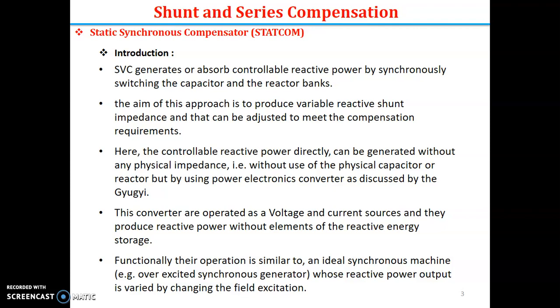So we will not introduce any impedance here, rather we will control the voltage V without use of extra capacitor or reactor by using the power electronics converter. So in STATCOM, the basic principle of changing the P max is to control the V or to control the E. These converters are operated as voltage source converter or current source converter.